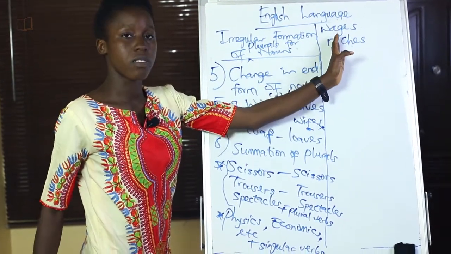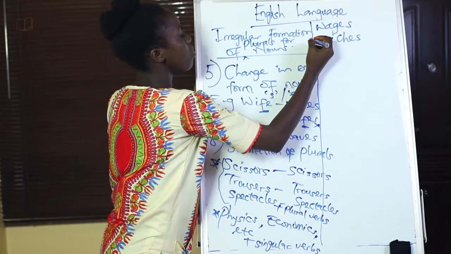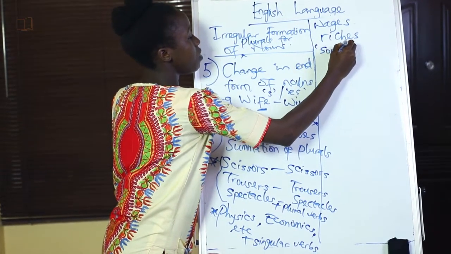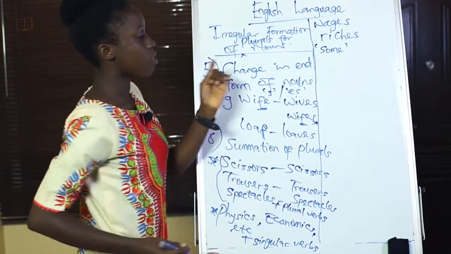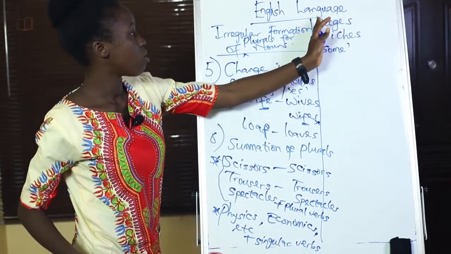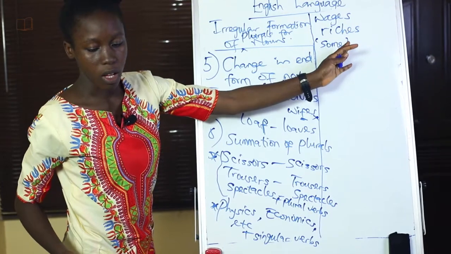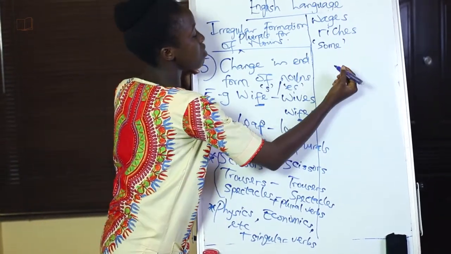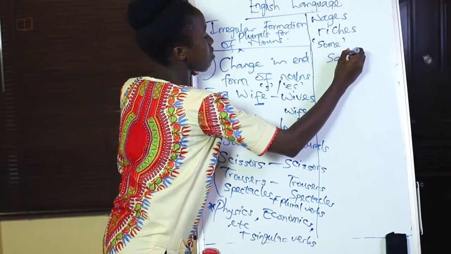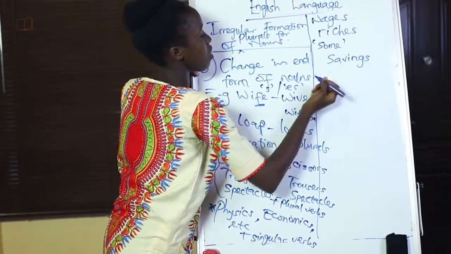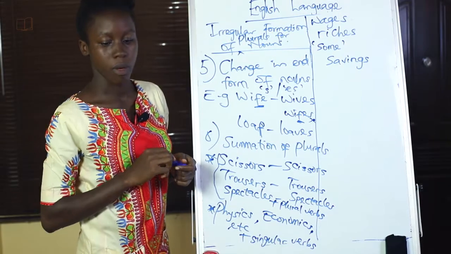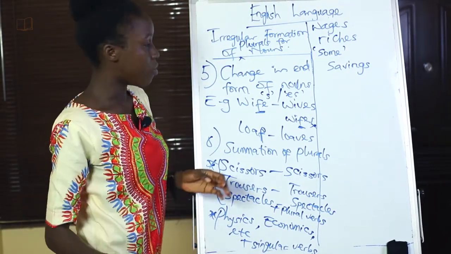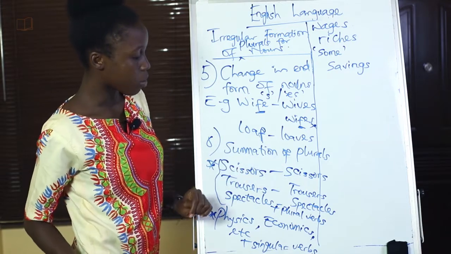Now to quantify this, you can say some riches. You had some riches, some wages were given to the workers, and so on and so forth. I have some savings in my bank. Savings. I have some savings in my account, in my bank. So with that, we've been able to come to the end of summation of plurals.